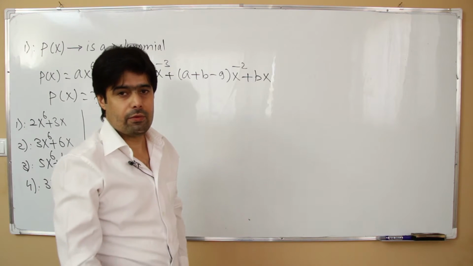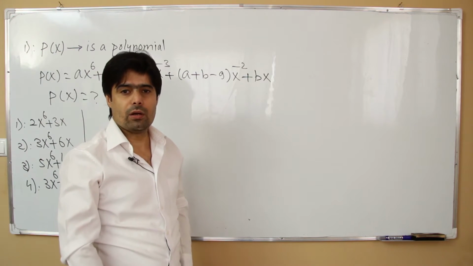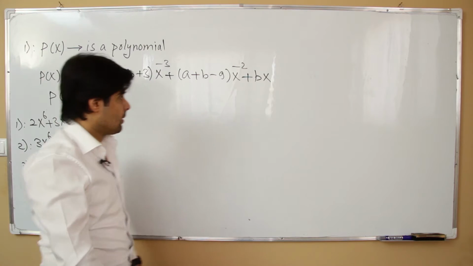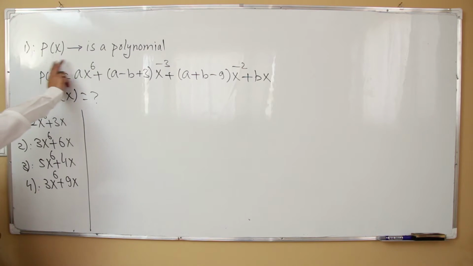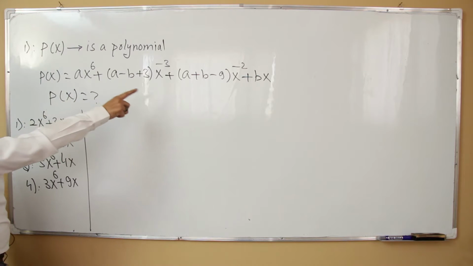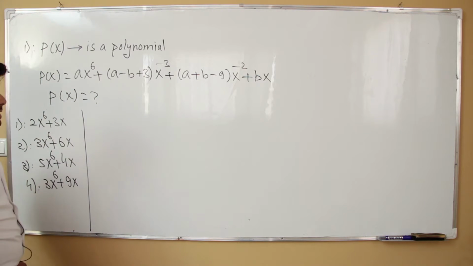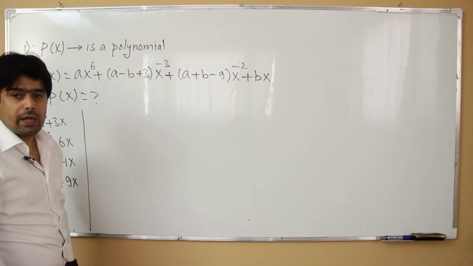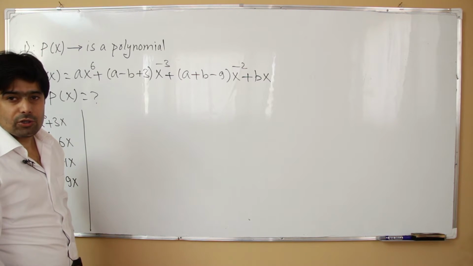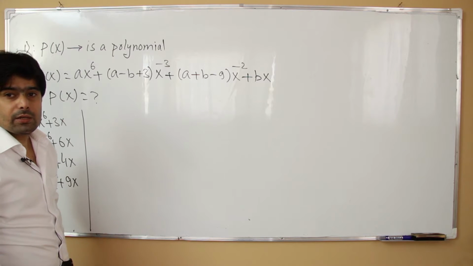Today we will start our second lecture on polynomials. By the way, we have very beautiful examples on polynomials. The first example: P(x) is a polynomial, and P(x) is given by this expression. What is a polynomial? In the previous lecture, we described that a polynomial is a simple form of a function in which the power is a natural number.